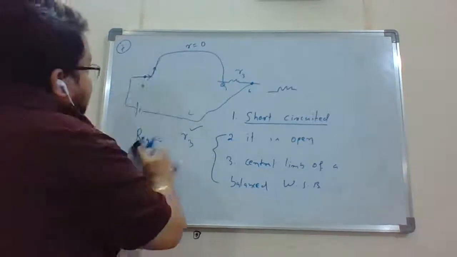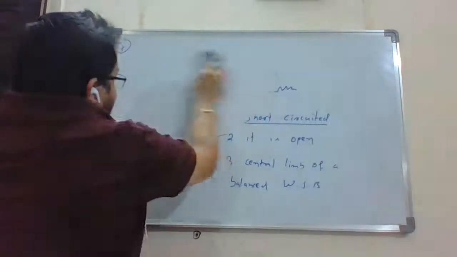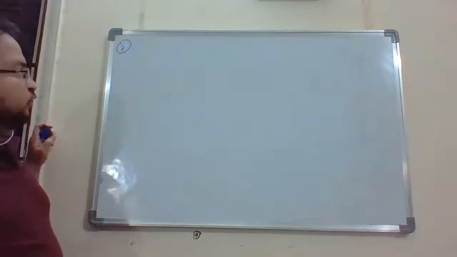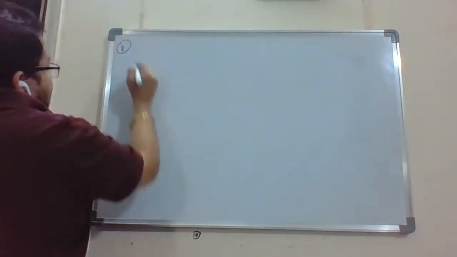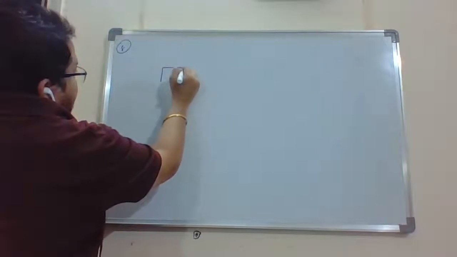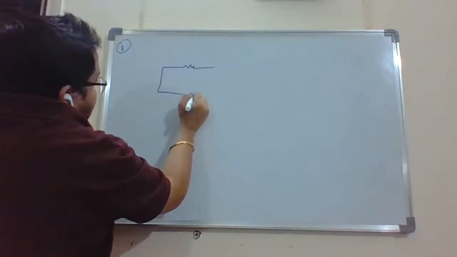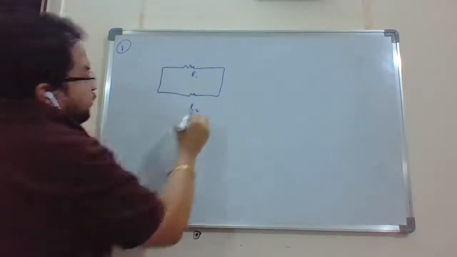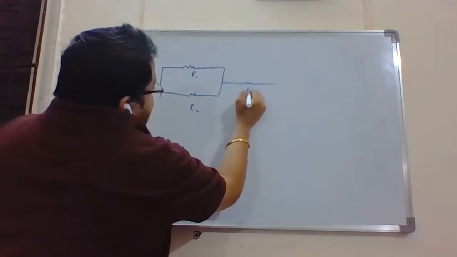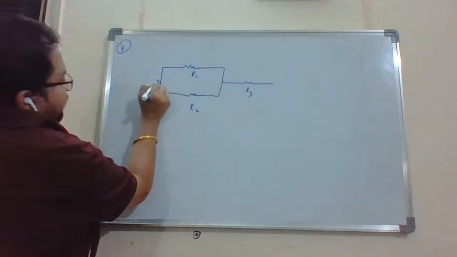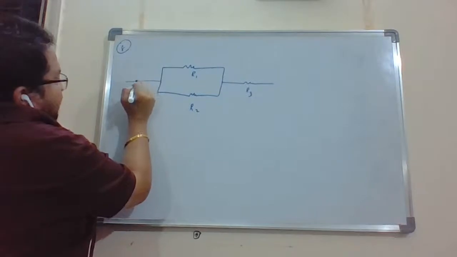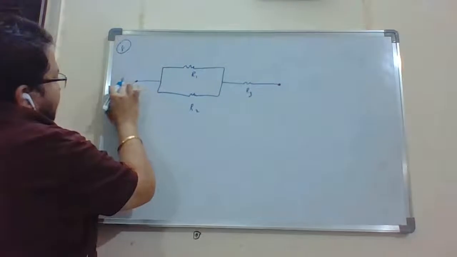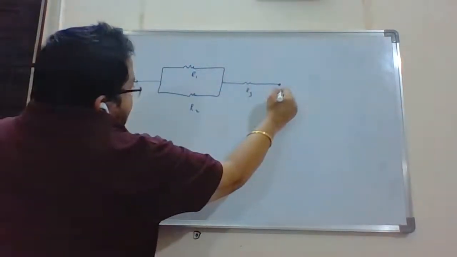So that this concept will get registered even better in your mind. Let me do a small tweak to this one itself and see how it behaves. I had two resistors, R1, R2, and this one is R3. I want to find the equivalent resistance across these two points, A and B.